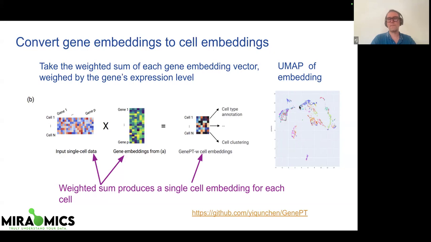So it is kind of capturing different cell types in different clusters in UMAP. So that's promising.